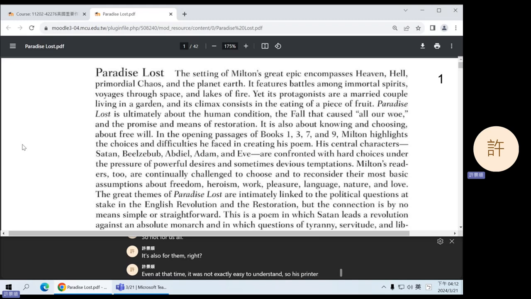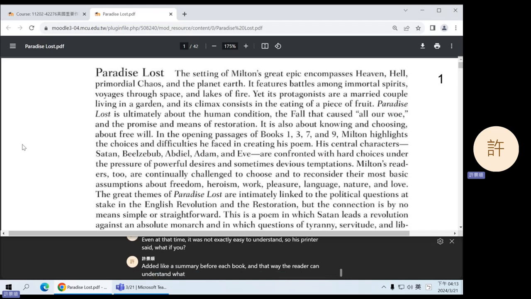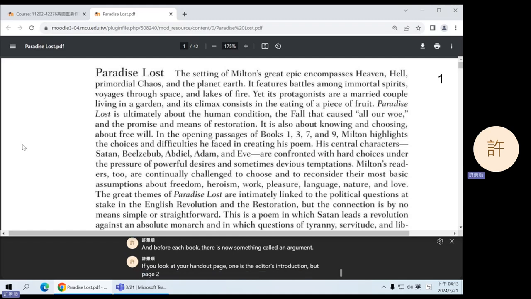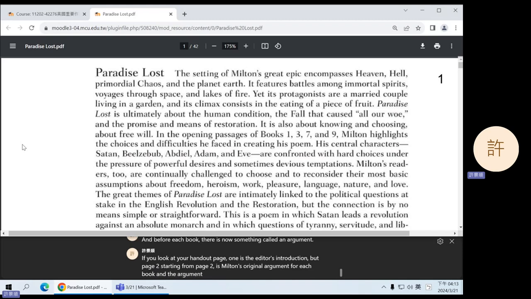So his printer said, "What if you added a summary before each book? That way the reader can understand what you're trying to say." And Milton said, "You know what? That's a good idea. I'll do that." So he spent 10 more years, 12 years, and in 1674, he put out the second edition. And before each book, there is now something called an argument. If you look at your handout, page one is the editor's introduction, but starting from page two is Milton's original argument for each book. And the argument is just a summary.